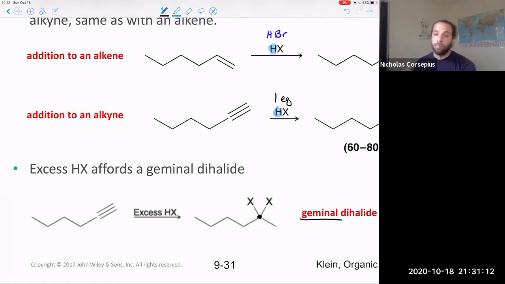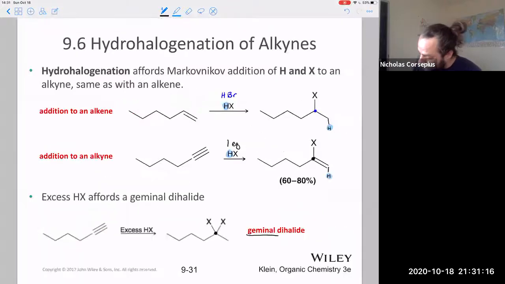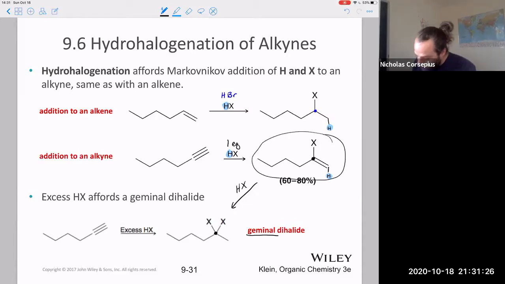Yeah, so both of these additions, the first addition, as we saw above, will be a Markovnikov, but then you're going to have another round of addition, right? Starting with your alkene product, the halogen is again going to be added to the more highly substituted carbon, giving you this geminal dihalide. Again, gem meaning that it's on the same carbon.